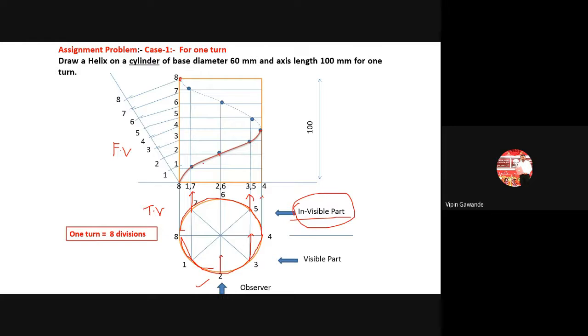So we got a number of points, out of which 4 points are visible to the observer: 1, 2, 3, 4. Then 5, 6, 7, 8 are not visible to the observer. In engineering drawing, the part which is not visible is shown by means of a dotted line. So we have drawn this one.